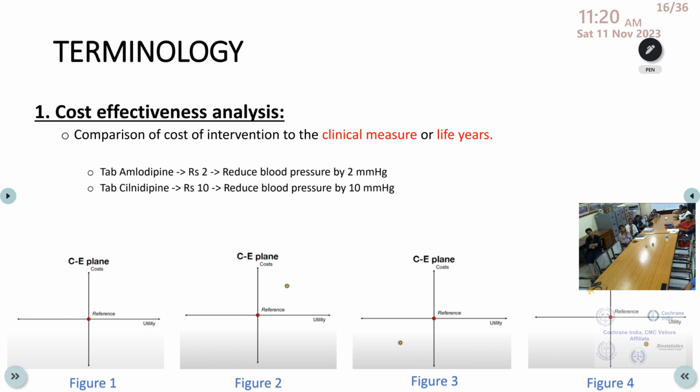Does someone want to try what that signifies? It's cheaper and not effective. So yes, it is cheaper, and compared to the other one, it's not as effective. That's correct. And this one, would you want to try it? Figure 4. Anyone? Cheaper and more useful. So this is the best case scenario where the intervention is actually cheaper and more useful.